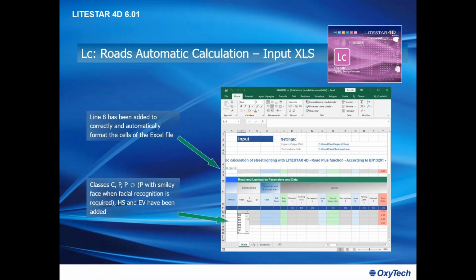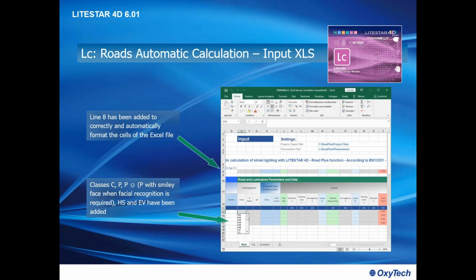Let's analyze in detail the Excel file. So we added a line, which is this one, the line 8, which is a line that can help us to automatically format the different fields, the different cells of our Excel file. Why? Because coming from the experience of the previous version, we found that sometimes the users entered some parameters that were not compatible with the program.